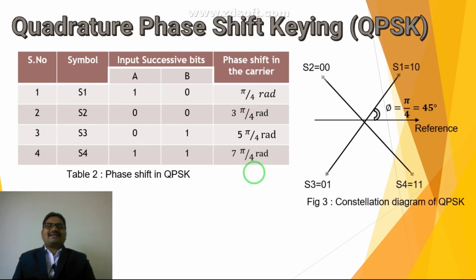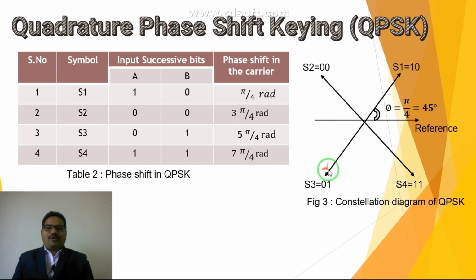So you can see this diagram that is called the constellation diagram of QPSK. This axis we have taken as a reference axis. From the table, if you are going to transmit S1, that is 10, then there is a phase shift, represented by phi, equal to what? Pi by 4 radian, or 45 degrees. Similarly, if you are going to transmit S2, that is 00, then there is a phase shift of 3 pi by 4 with respect to this reference axis.